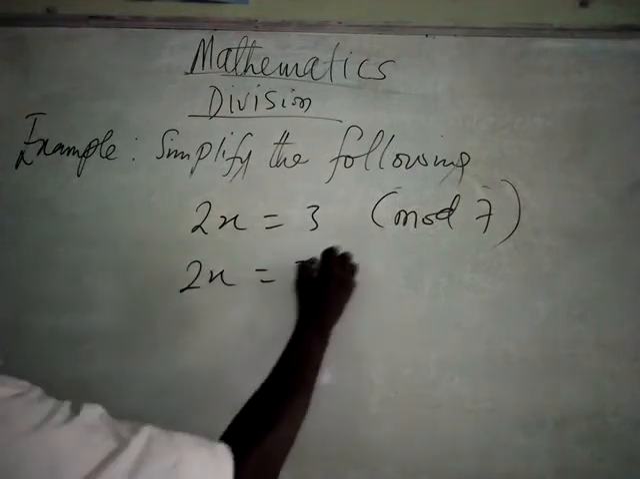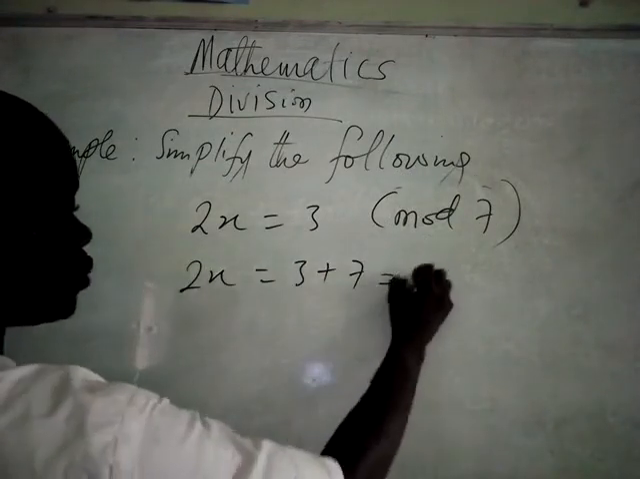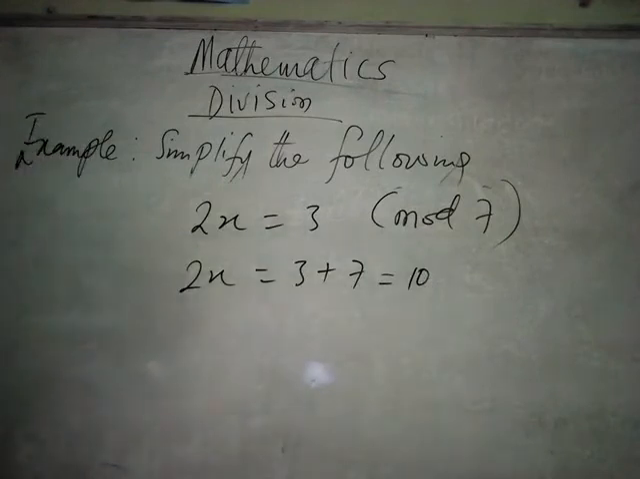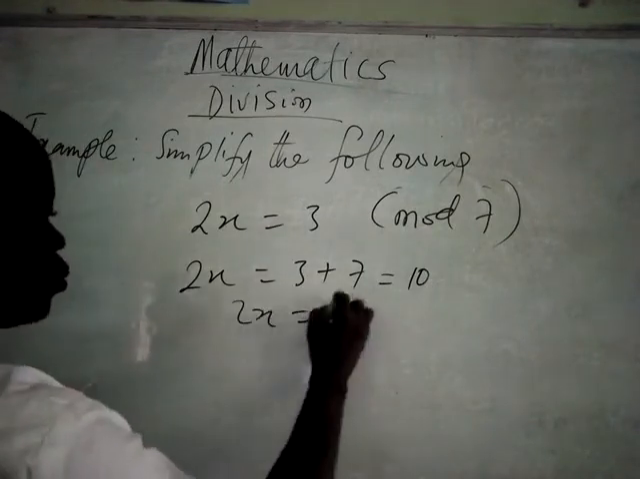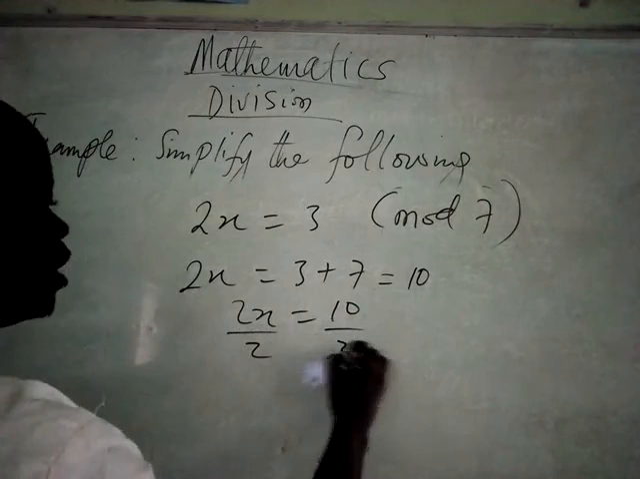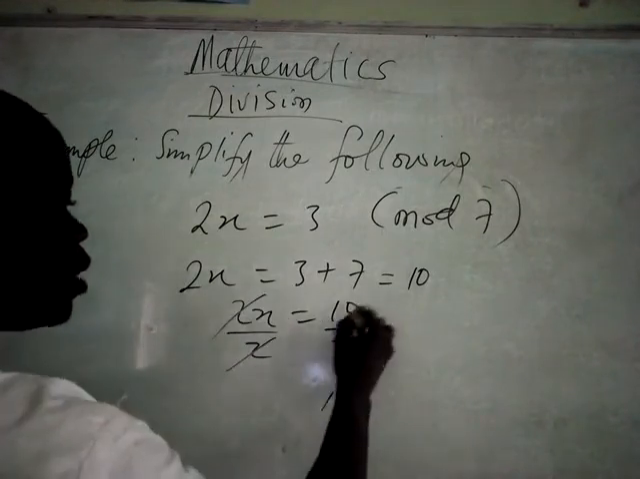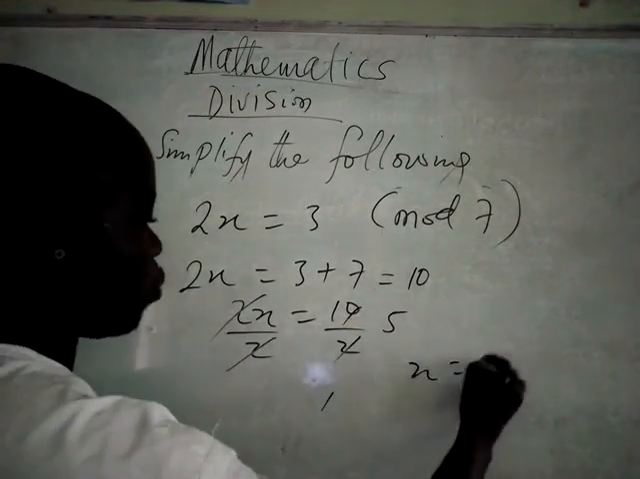2x is going to be 3 plus 7. What are you going to have? 10. Oh, 10. 2 can divide 10. So you have 2x is equal to 10, divided by 2, divided by 2. 2 cancels 2. 2 here is 1, 2 here is 5. x is equal to 5.